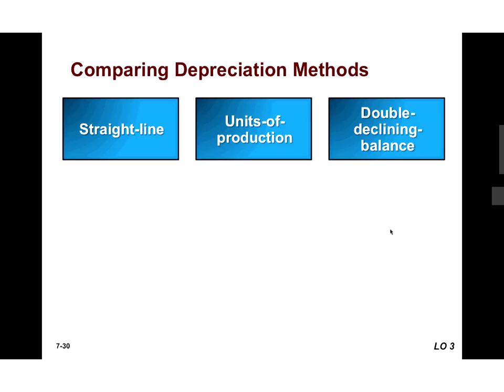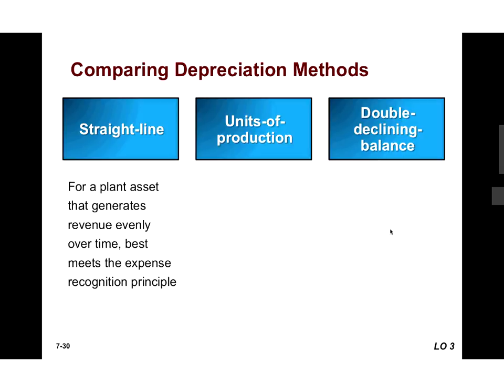Okay, so comparing the depreciation methods, straight line. Straight line is for an asset that generates revenue pretty much evenly over time. The vast majority of companies use straight line. So straight line is the most frequently used method for financial statements. Disney uses straight line for some of its assets.